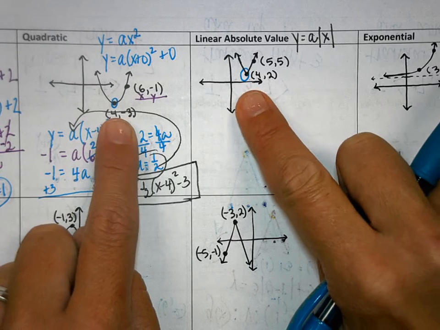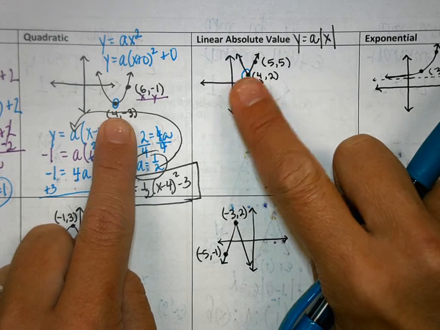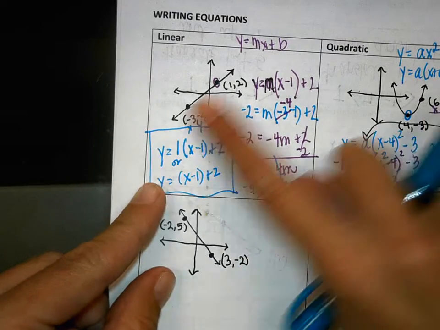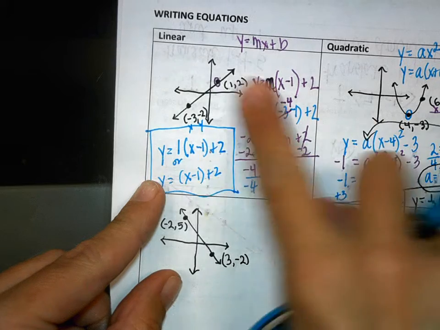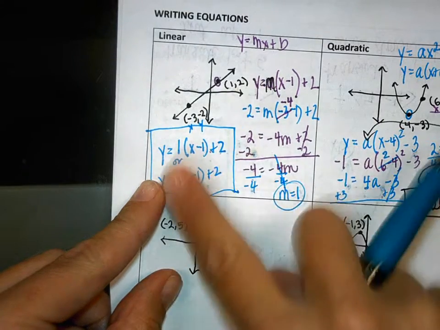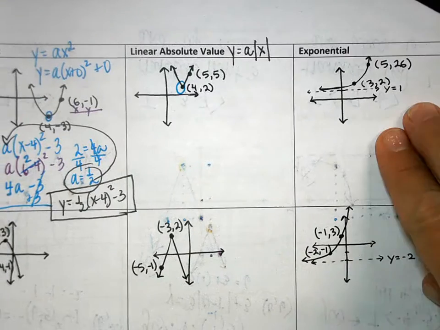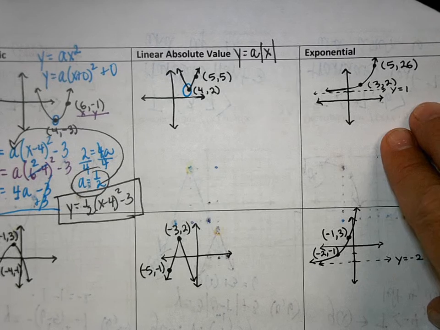Yeah, so these work for your quadratic functions and your absolute value functions. Lines don't really have a starting point, although we kind of use one. And so this one's a little different. You could choose either of the points. And then exponential is going to be completely different. So we'll get to that here in a minute.